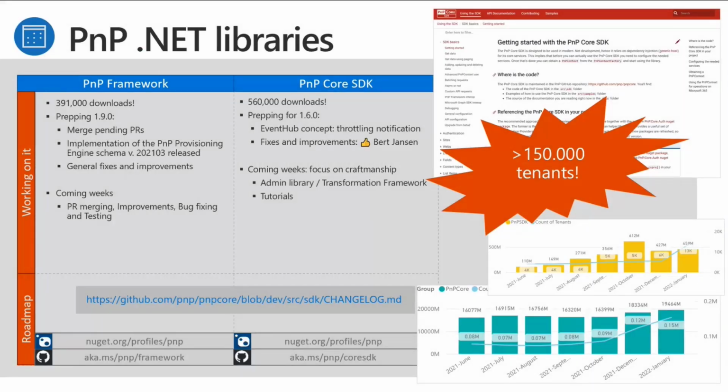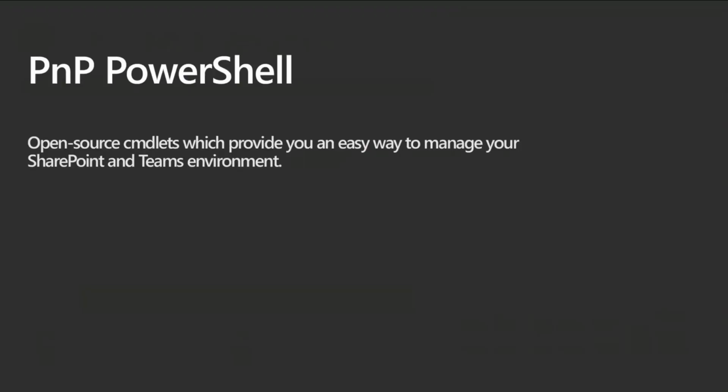Next up are the PnP .NET libraries. The first is PnP Framework. So we've hit 391,000 downloads and are prepping for 1.9.0. In the coming weeks, we're going to see PR merging improvements and bug fixing. And on Core SDK, 560,000 downloads, and we're prepping for 1.6. So again, in the coming weeks, focusing on craftsmanship and admin library and transformation framework. Next up is PnP PowerShell.